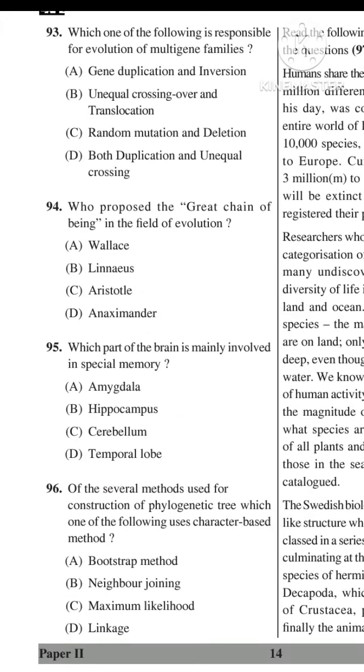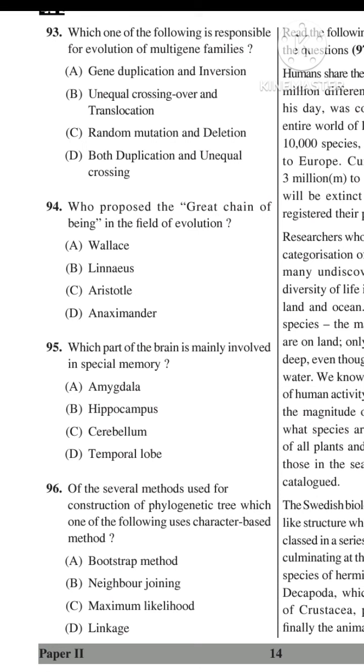Question number 93. Which one of the following is responsible for multiple gene families? So the right answer is duplication and unequal crossing. Option D, duplication and unequal crossing is responsible for forming multiple gene families. Next, 94. Who proposed the great chain of being in the field of evolution? So this was written by, direct question, Aristotle.